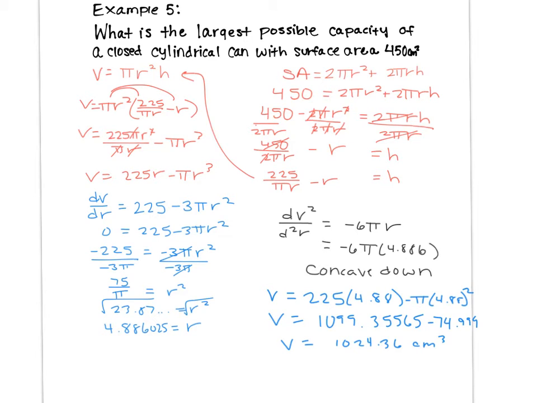1,024.36 centimeters cubed. And knowing that that's not an exact answer, we do need to round that to 3 significant figures, which is a little tricky. I think the easiest way to do that is going to be to use some scientific notation. 1.02 times 10 to the third is going to be the easiest way for me to get that into 3 significant figures.